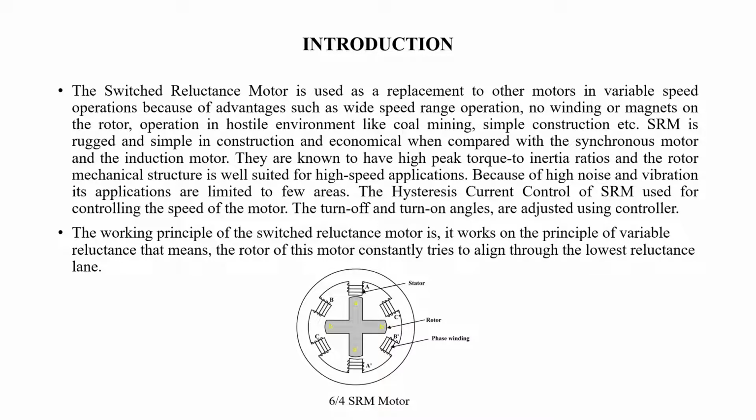The SRM motor works on the principle of variable reluctance, where reluctance means resistance towards the magnetic field. The rotor of this motor constantly tries to align through the lowest reluctance path. In this project, we have used a 6x4 SRM motor, which means 6 stator poles and 4 rotor poles are there. And there are also 8x6 and 10x8 SRM motors available.